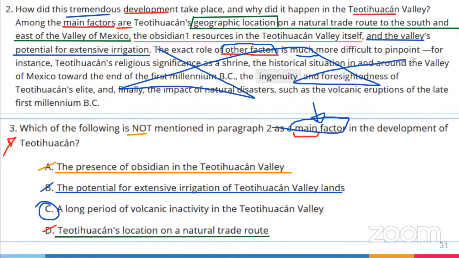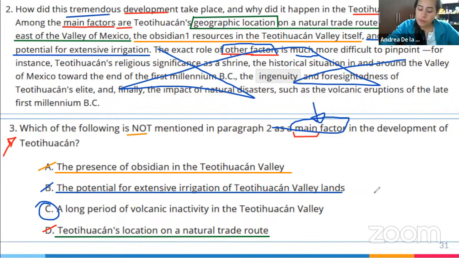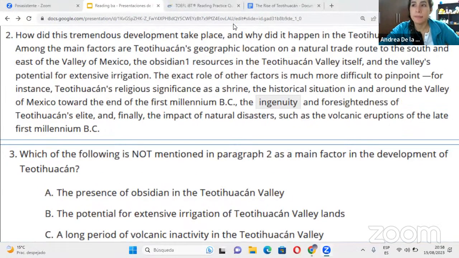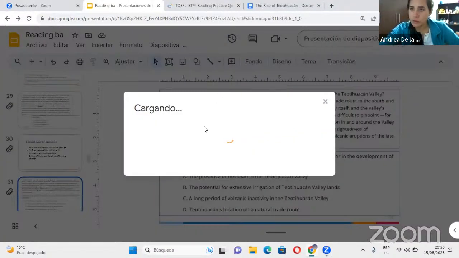So, is this okay? Do you guys have any questions about this? Everything clear so far? We have seen two different question types, right? Detail and except type of question. Do you guys have any questions before we go about what we did today, or the reading section in general? Or anything at all?